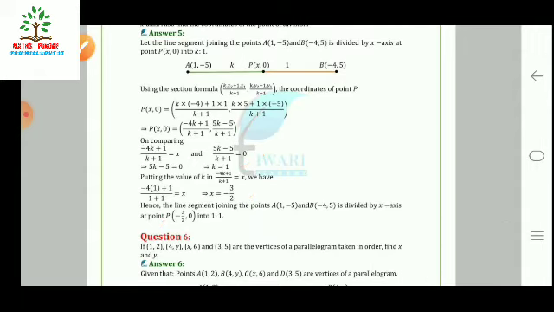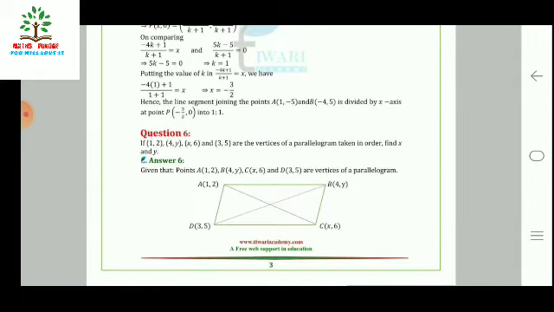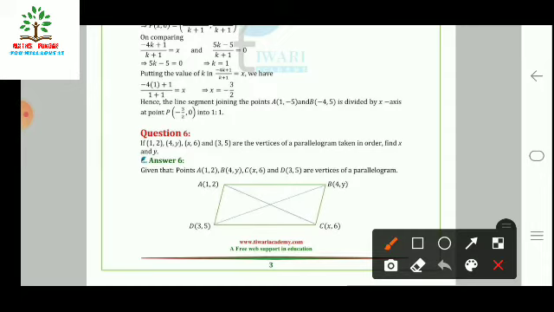Now then in question number 6, what we have? In question number 6, it is given that if 1 comma 2, 4 comma y, x comma 6 and 3 comma 5 are the vertices of the parallelogram taken in the order, find x and y. So here we have drawn a figure.